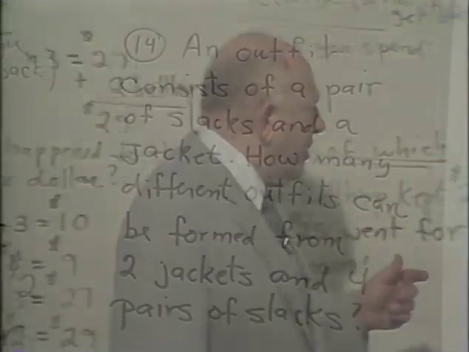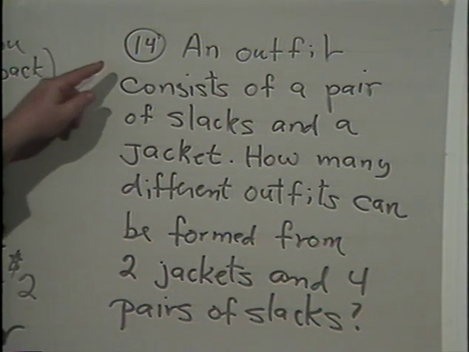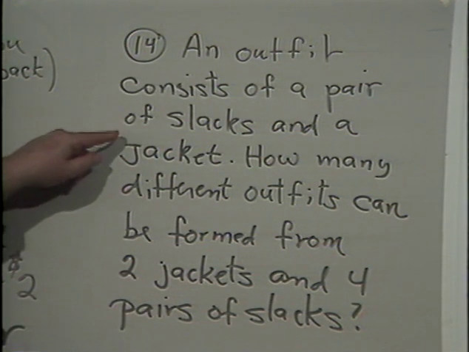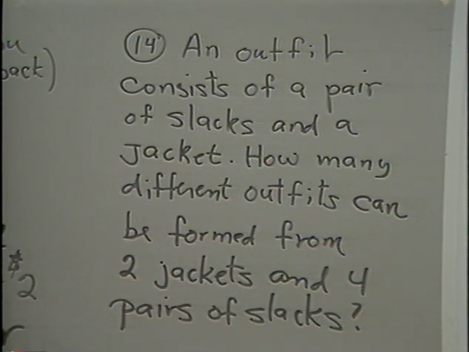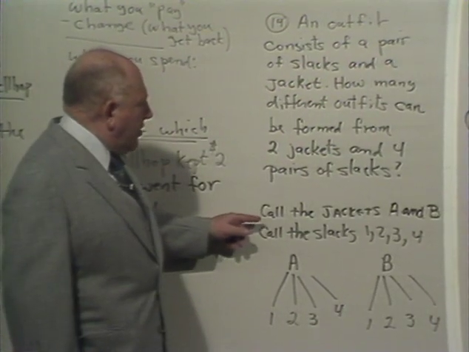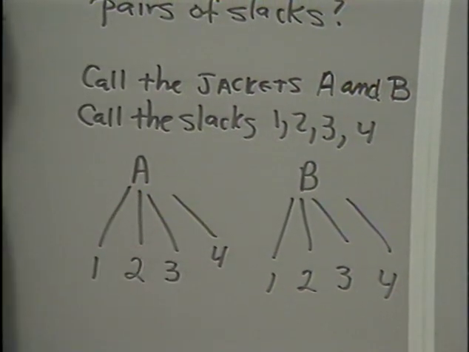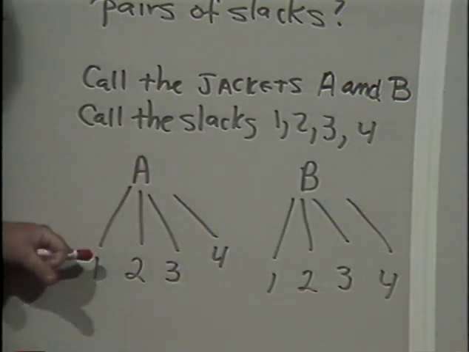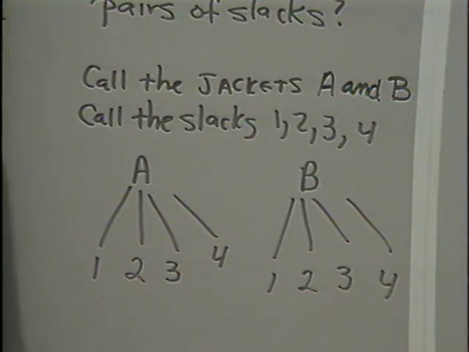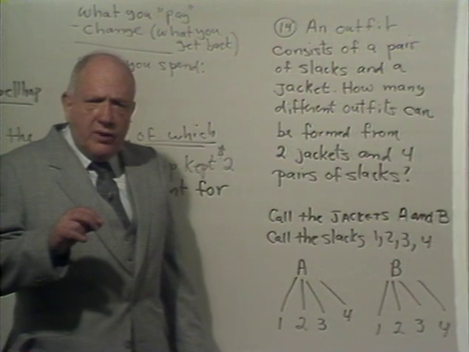Here's one that happened to me when I was teaching at a community college in upstate New York. An outfit consists of a pair of slacks and a jacket. How many different outfits can be formed from 2 jackets and 4 pairs of slacks? Well, basically the way the problem goes is, let's call the jackets A and B. And by the way, these kinds of diagrams are used in statistics and in probability. You count the outcomes. Let's call the jackets A and B, and let's call the slacks 1, 2, 3, and 4, for purposes of identification. The letters will refer to the 2 jackets. The numbers will refer to the slacks.